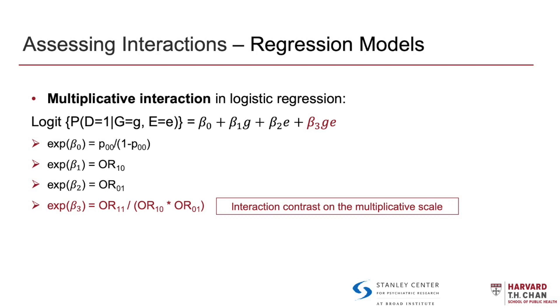What if we have a case control study? It's the same thing. It's nothing different than what we have done earlier. We would take the ratio of the odds for the presence of both exposures divided by the presence of either of the exposure. So this is an interaction on a multiplicative scale when we have case control studies.